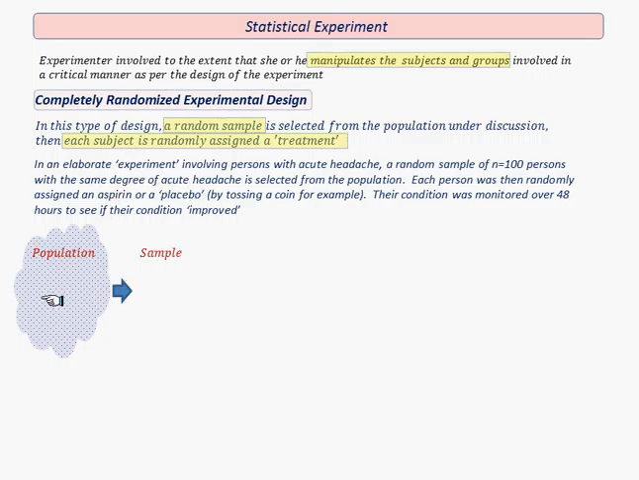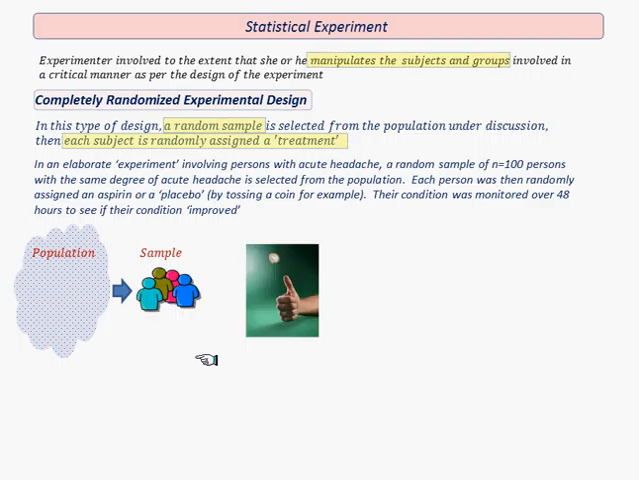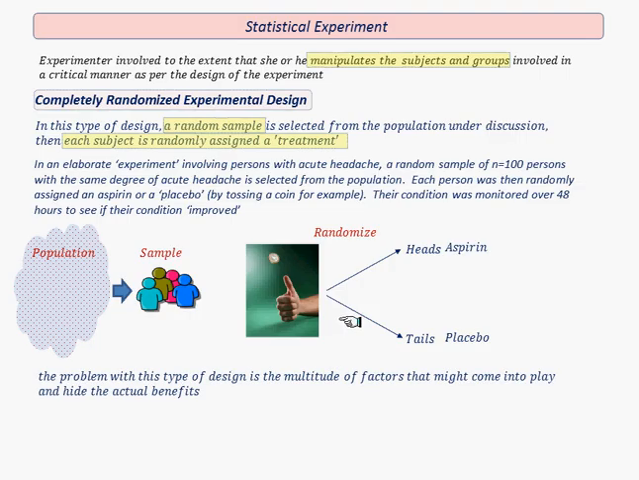We take a random sample of people from the population of all people with headache, and we flip a coin and assign them, each one, to either heads or tails, aspirin or the placebo, which is a benign pill, which we'll talk about later. And the problem is, with this type of design, that multi-factors may come into play, such as gender, genetics, or whatever.